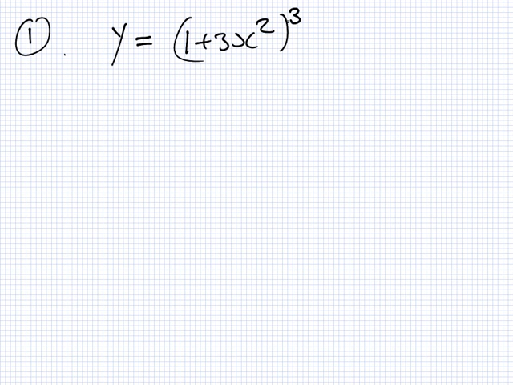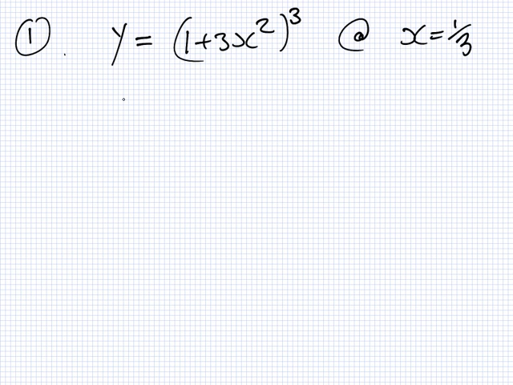Okay, so what is the formula then? The curve has equation y equals (1 plus 3x squared) all to the power of 3. Ah, okay, and we want the derivative at a particular point. At what point? x equals a third.